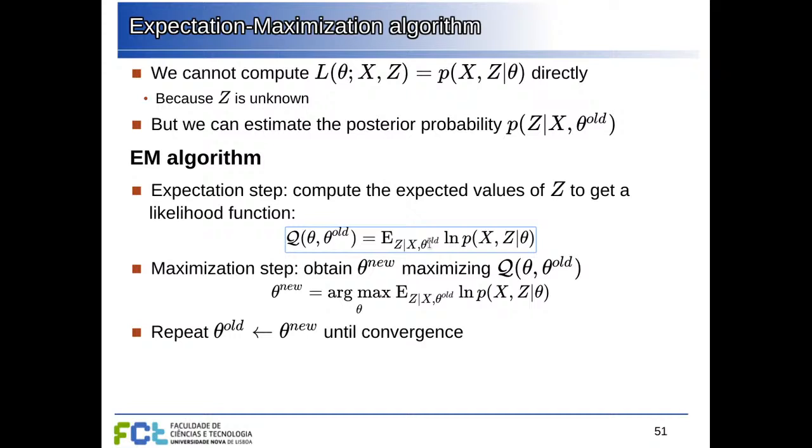Using some previous guess of the parameters of our model, we're going to find out what is the likelihood function based on some expected value for z. And now we're going to maximize this likelihood function, so the logarithm of the joint probability of x and z given our parameters, using the z values that are expected according to the previous values of our parameters, and we are going to maximize this to obtain the new set of parameters. And now we can repeat this until we reach convergence.